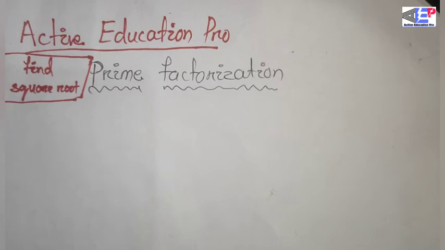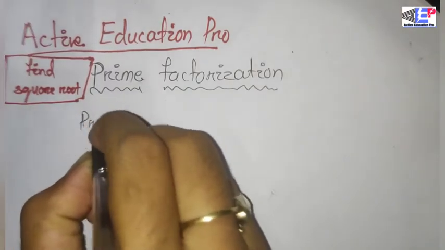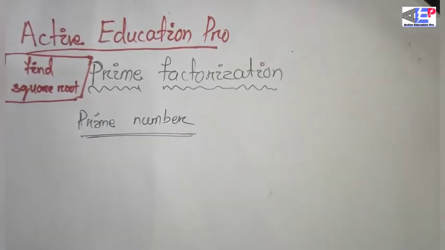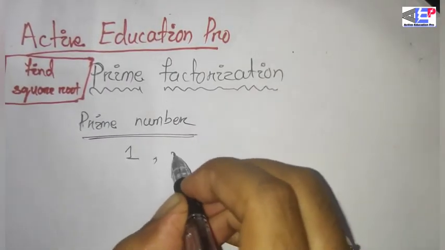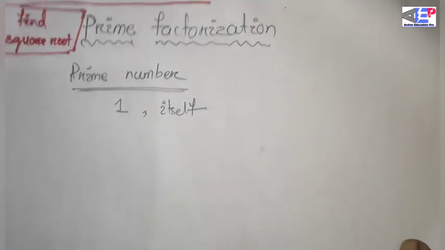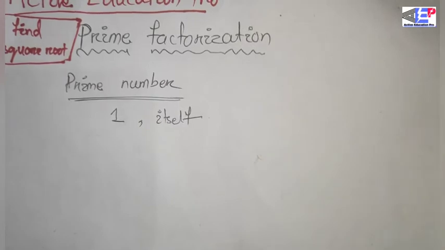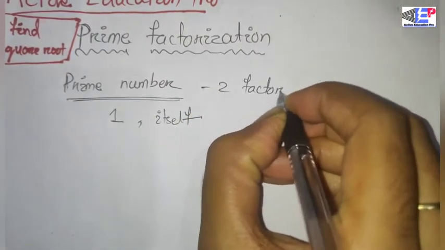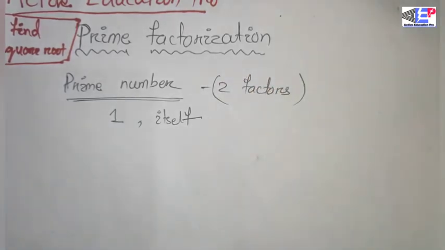Here we have to first know what a prime number is. A prime number is a number which is divisible by 1 and the number itself. It means a prime number has only two factors, no more than two factors. If it has more than two factors, then it is not a prime number, it is a composite number.